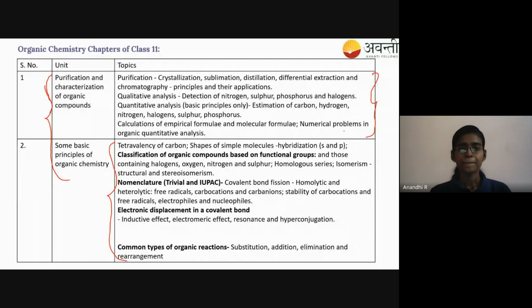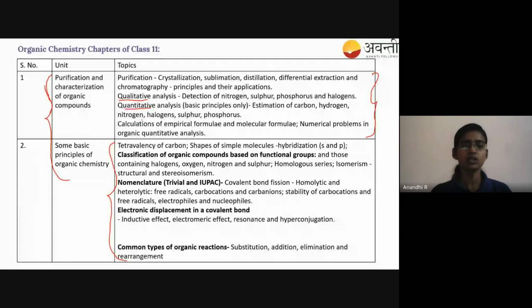Okay, and in the purification part, we are doing crystallization, sublimation. Some techniques are used, and in the qualitative analysis part, we are detecting the elements, and in quantitative, we are doing the estimation, and some calculation of empirical and molecular formula is also discussed. So under that, some numerical problems are also solved. Okay, so we'll study about all these things in our class.